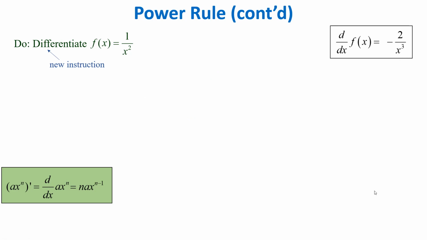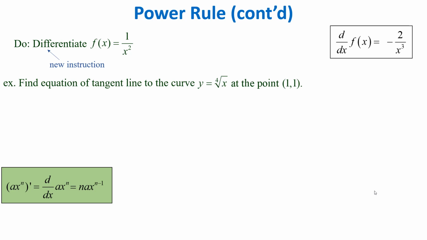The next example is going to start to bring concepts together, taking this to the next level. Instead of just asking you to take the derivative, you're being asked to find the equation of a tangent line to the curve y is equal to the 4th root of x, and you're given the ordered pair 1, 1. Now, remembering that to get the slope of this tangent line, well, that's the same thing as the derivative of y at the particular point.